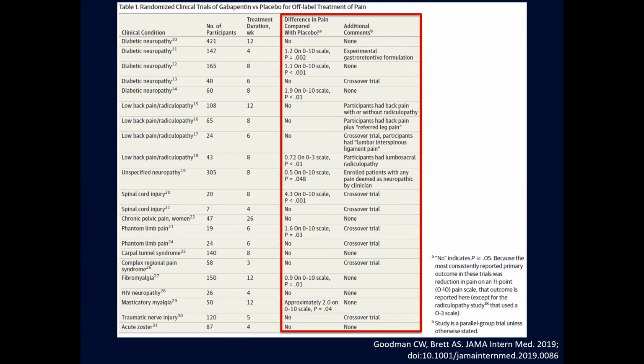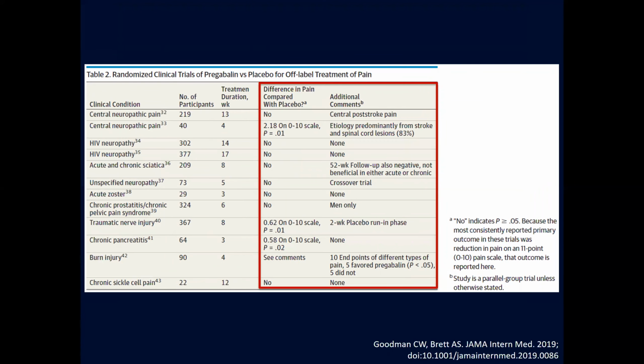The next two tables actually take a look at the clinical trials that are associated with gabapentin or pregabalin. This first one is a meta-analysis that combines data on the outcomes in diabetic neuropathy, low back pain, and other pain syndromes that are listed here. But what you'll notice that's boxed off in red to the right is that there were a number of these studies that showed little to no benefit in adding gabapentin to the treatment regimen. Similarly, for pregabalin, the data is also weak, with only 3 of the studies that actually demonstrated any additive benefit for pregabalin for its use as an analgesic in pain patients.